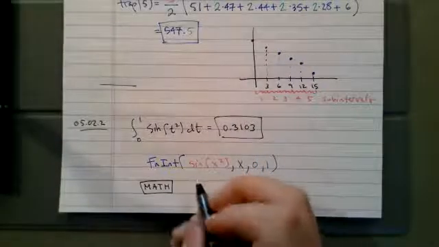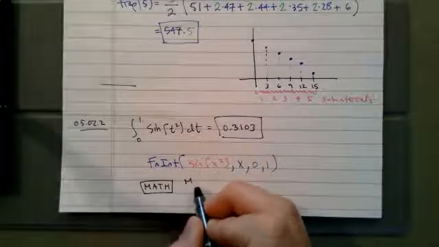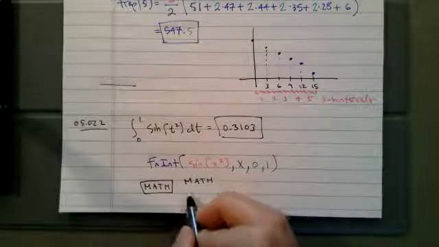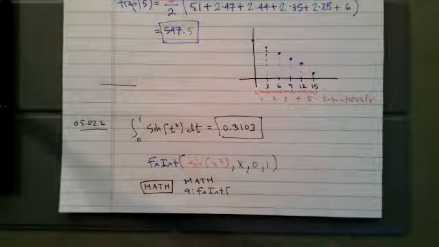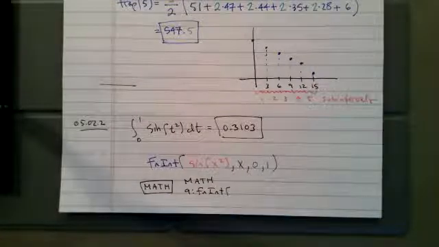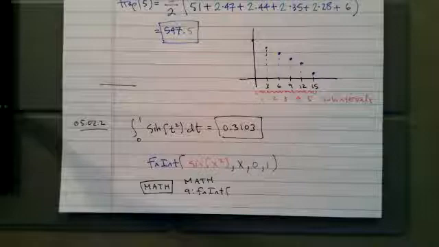So math, and then in the math menu, it's 9, fnInt, parentheses. So we can just press the math button, then 9, and that'll bring this command to the home screen. Any questions?